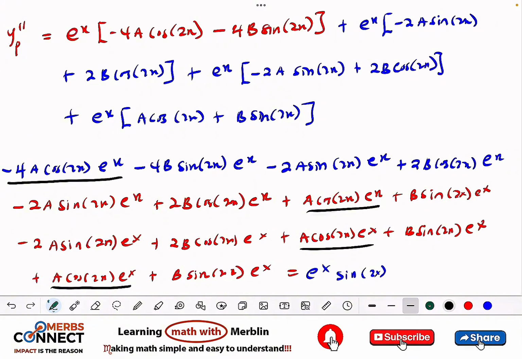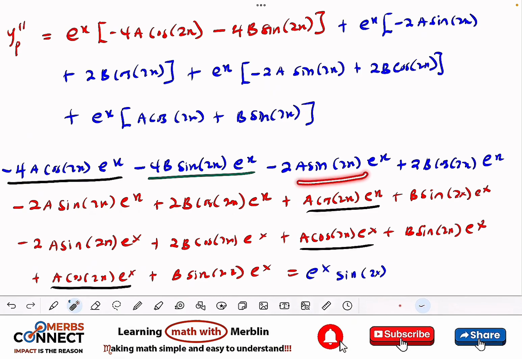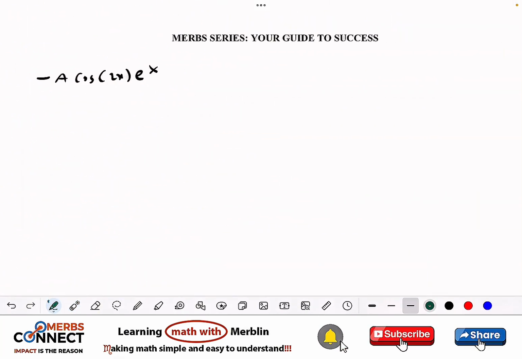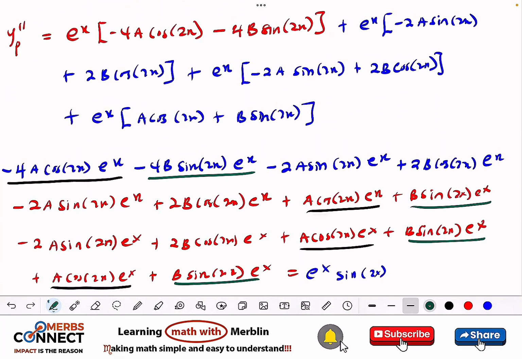Now let's look for a term that has b and sine. Okay, we have b and sine here. We have b and sine here. Look for another one with b and sine. Okay, we have another b and sine here. Another b and sine also here. So let's compare them again. This is 1, 2, 3. They are positive, and this is minus. So it's also going to give us minus b sine 2x e to the power x. So you need to pay attention to this.